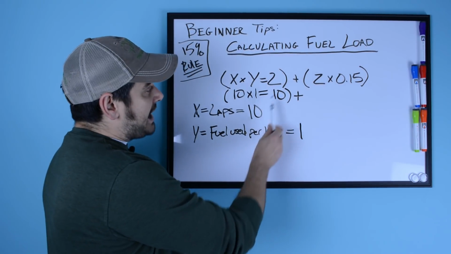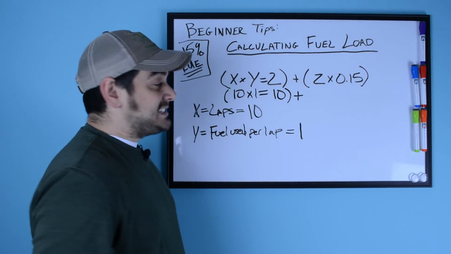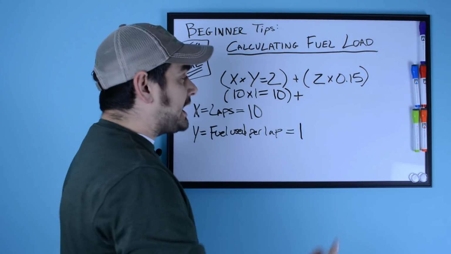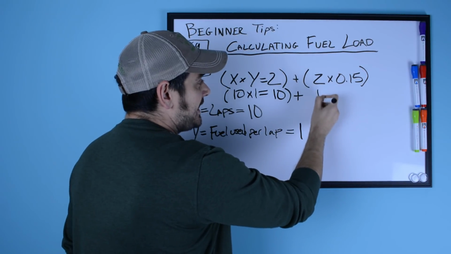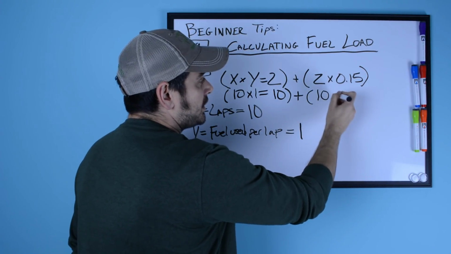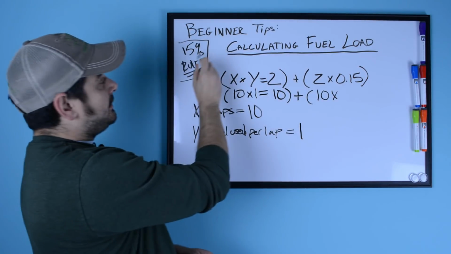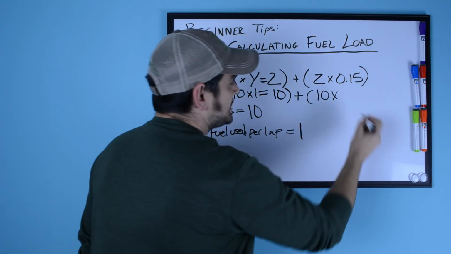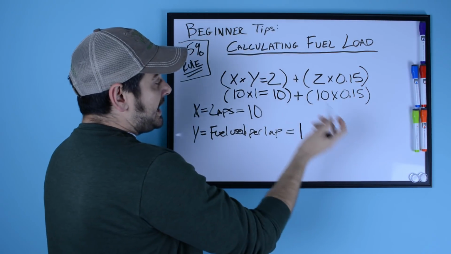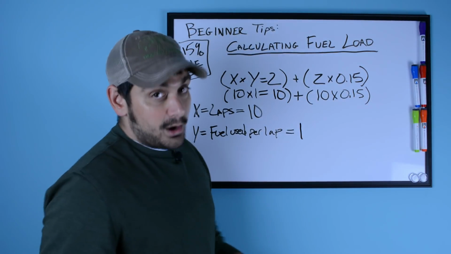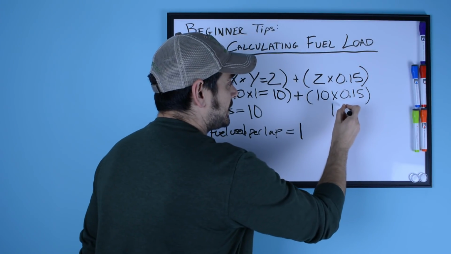So now we have calculated Z, so we know what Z is. You always go from left to right. Obviously, this is simple math here, guys. Now we know Z is 10, okay? We're going to multiply that by 15%, again, the 15% rule, which is 0.15, okay? And that is going to be 1.5, okay?